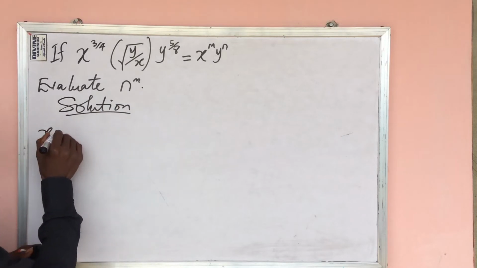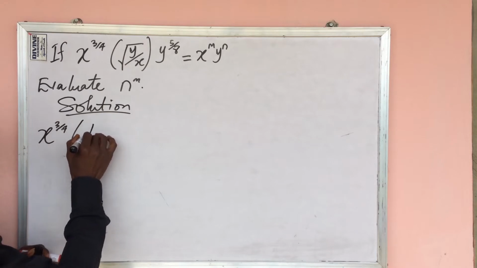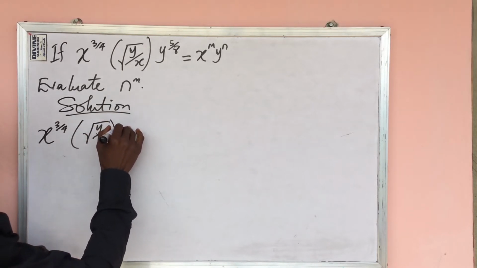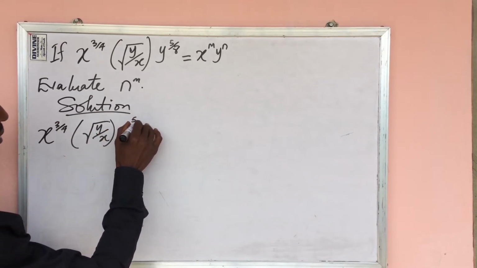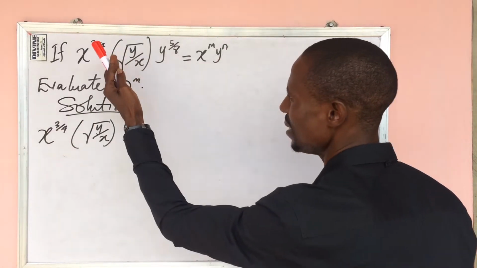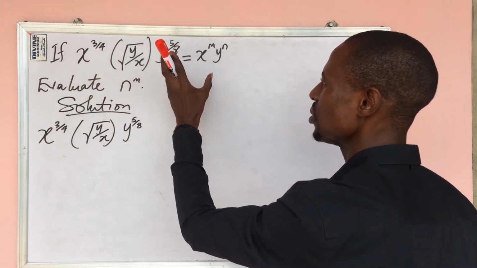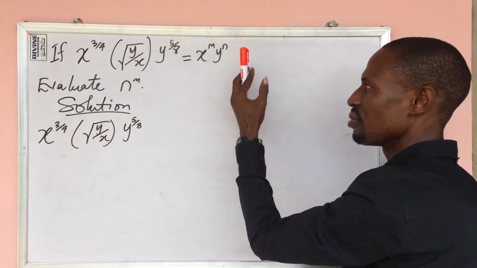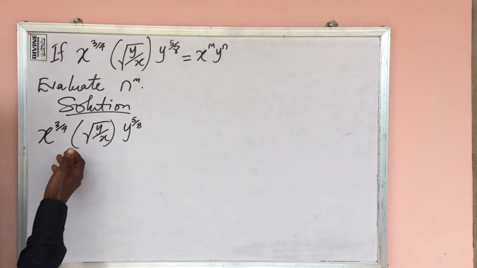The expression says x to the power of 3 over 4, bracket open, the square root of y over x, close bracket, times y to the power of 5 over 8. So what we're going to do here is to tackle the left-hand side of the equation first, because at the end of the day, we are going to equate whatever we have on the left-hand side to the right-hand side. So by that, we can open this bracket here.